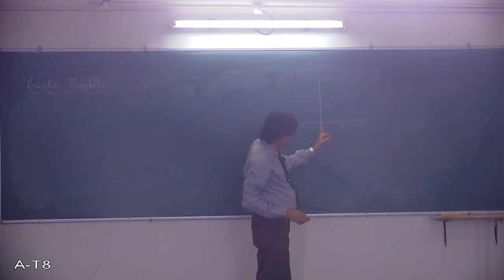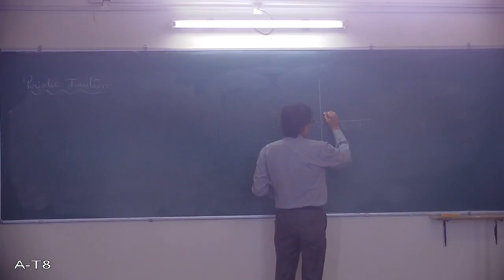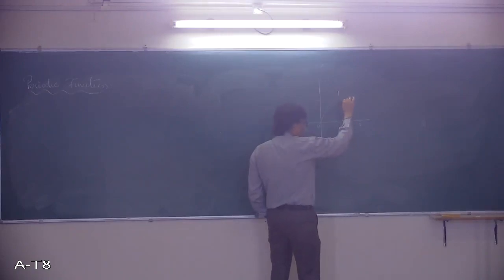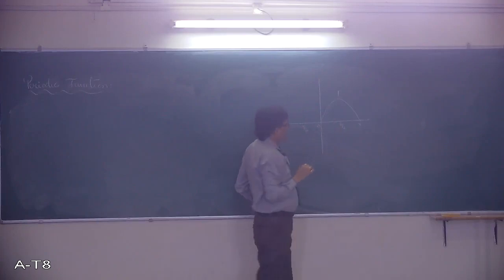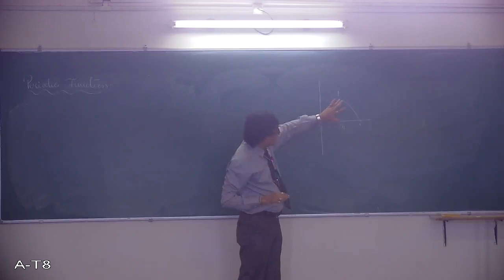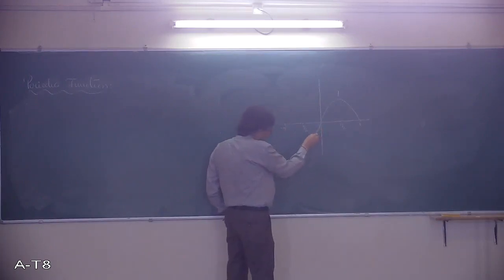As x increases from 0 to pi by 2, sin x increases from 0 to 1. It means the curve goes like this, up to a maximum of 1. Then it decreases: as x increases from pi by 2 to pi, sin x or f of x decreases. Similarly, at minus pi by 2, the minimum value of sin is minus 1 and the maximum is plus 1. This is the curve.